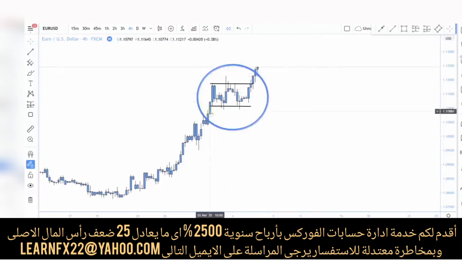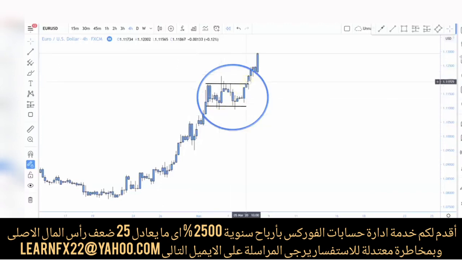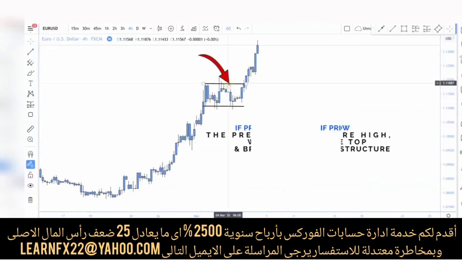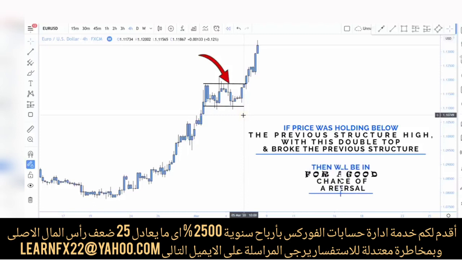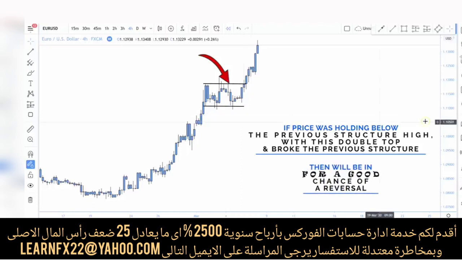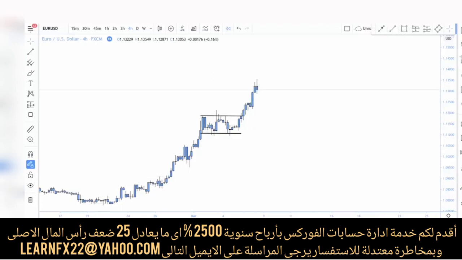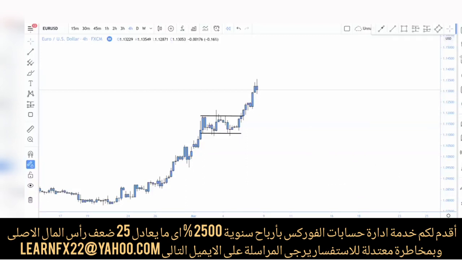So what we thought would have been a trend reversal here has now been invalidated because price has now broken above this structure. If price was holding below the previous structure high with this double top and broke the previous structure, then we'd be in for a good chance of a reversal. But now, as you can see, the market's continuing to the upside. So again, what does the market do in an uptrend? It makes higher highs and higher lows. So that's what we're watching right now.